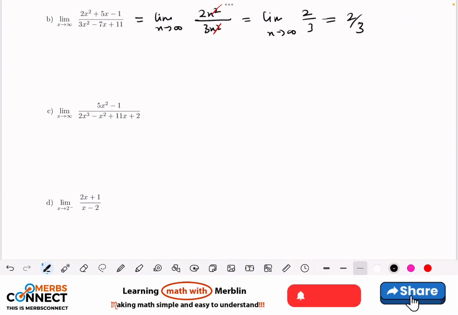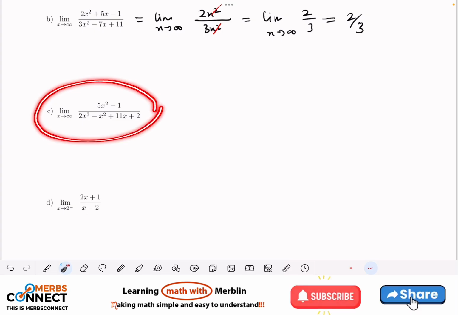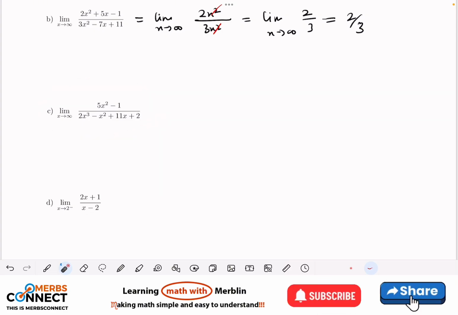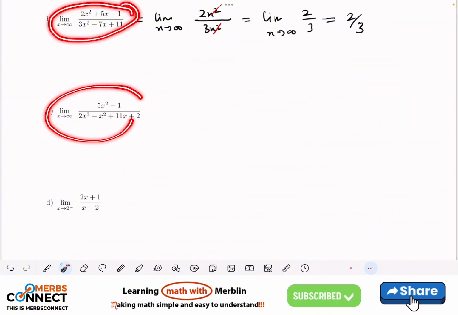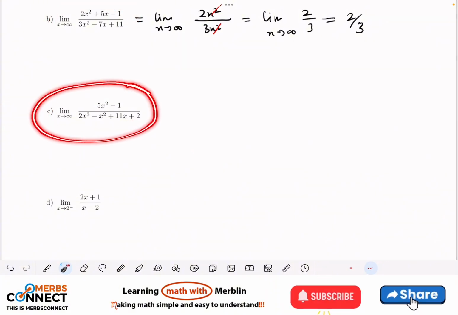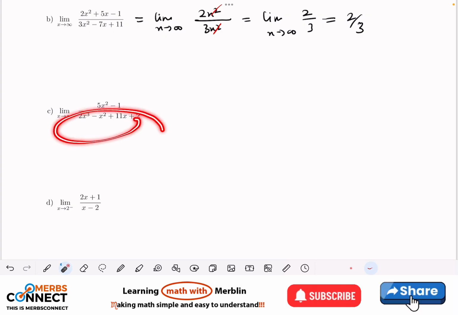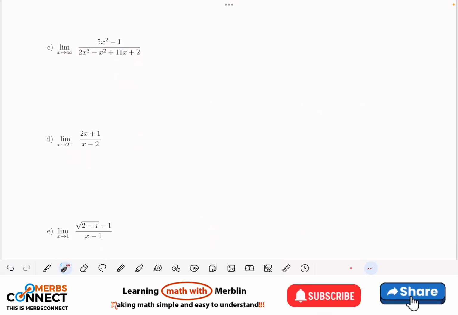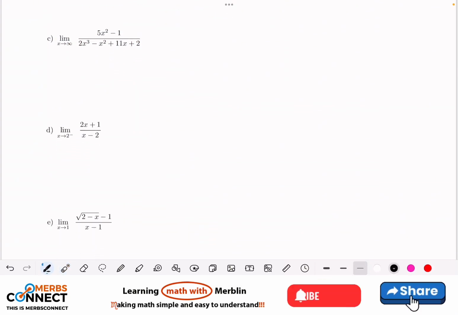Right. So should I give you this for you to try? Okay, you can try this one and then paste your answer or write your final results in the comment section. It's the same idea as this one. Pick the one with the highest degree on the top and then the bottom, and paste your results in the comment section.